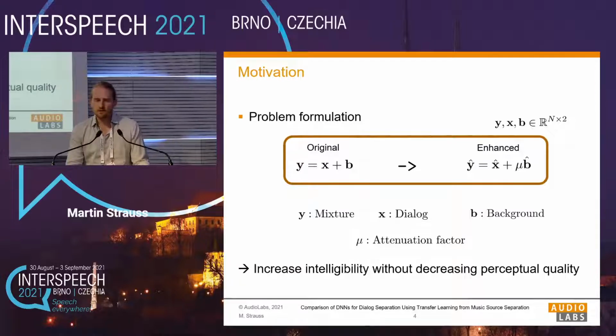So if we introduce this problem a little bit more formally, we have here with Y our broadcast audio mixture, which is composed of a simple summation of the dialogue X and the background B, all components of length N and in stereo. So what we aim at is to estimate the underlying unknown components X and B as X hat and B hat, and we want to mix them back together with an attenuation factor and an adapted level of the dialogue to increase the intelligibility without decreasing the actual perceptual quality.